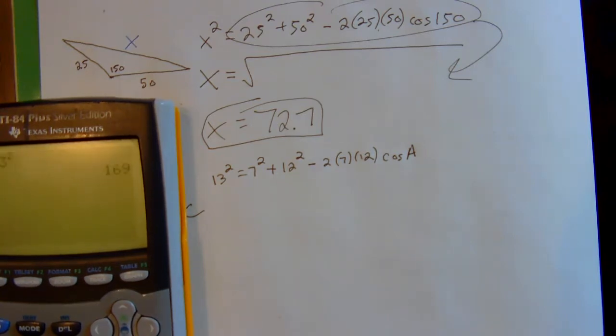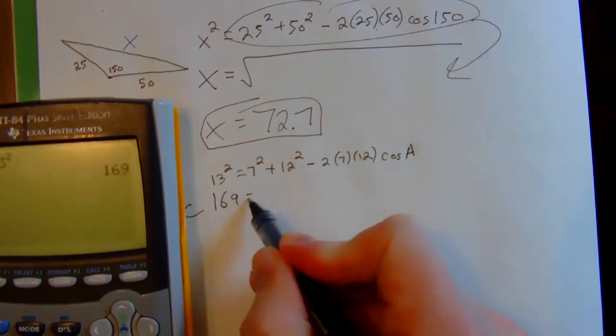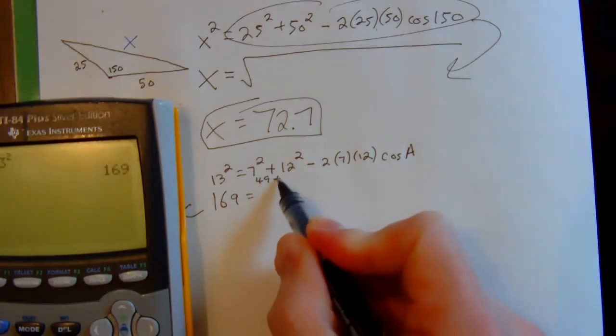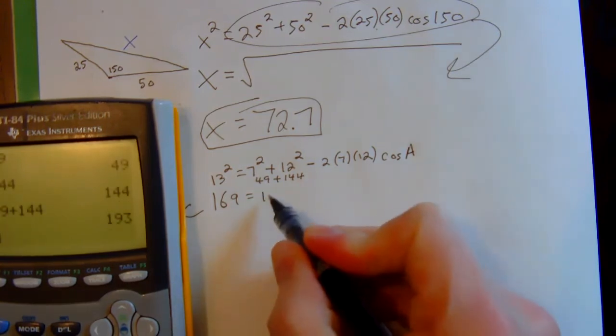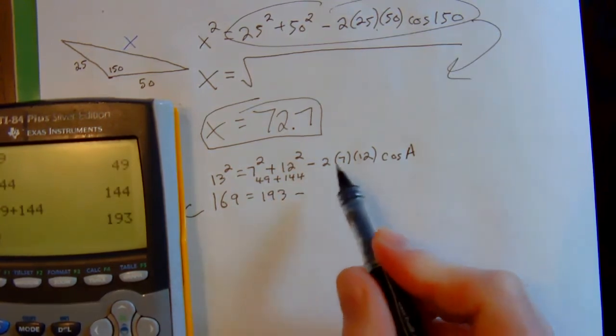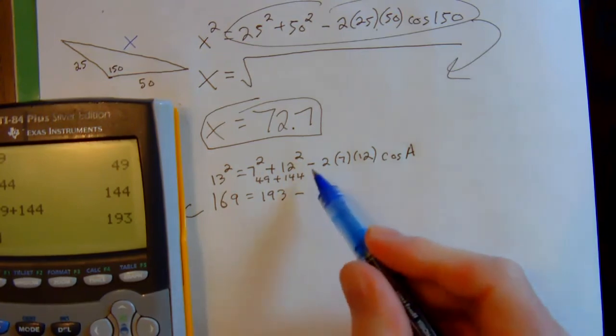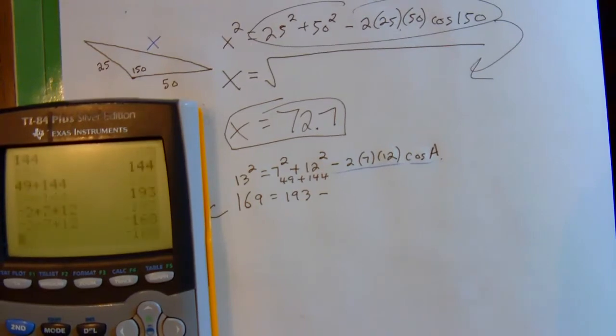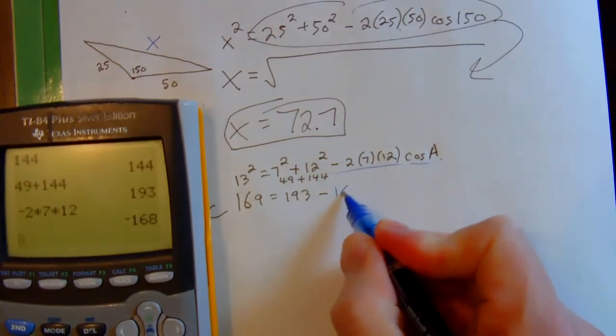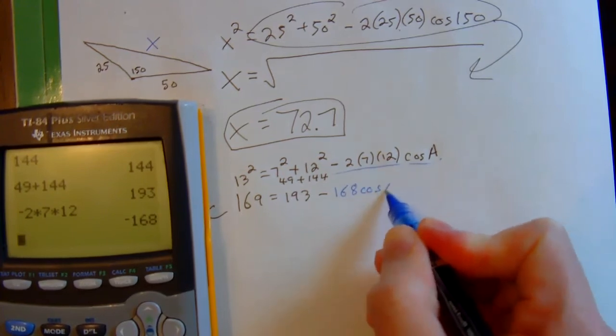Now, when I do 13 squared, I know that's 169. And right here, this is going to be 49 plus 144, so I'm going to add those up. 49 plus 144 is going to give me 193. And then right here, this is where you've got to be careful, because this is all together as one big multiplication. So I'm going to go -2 times 7 times 12 in the calculator, and that's going to give me -168 times the cosine of A.